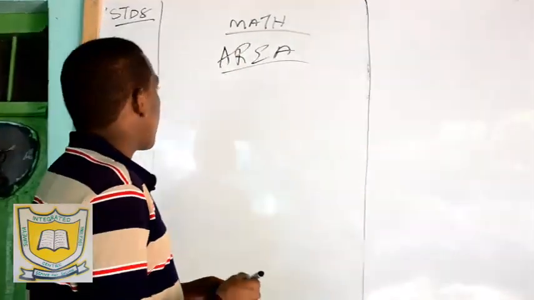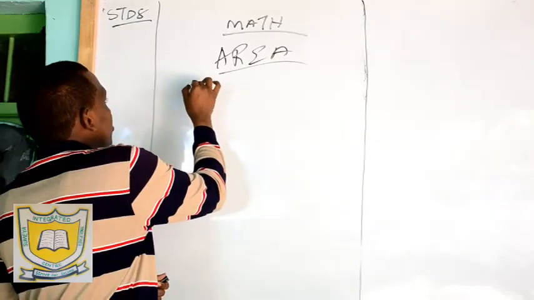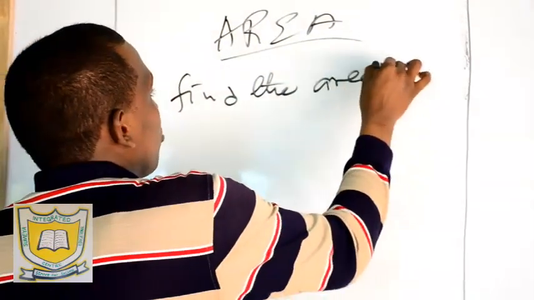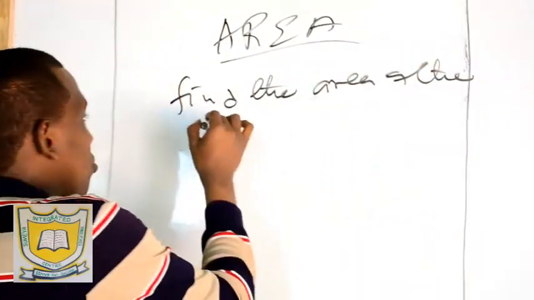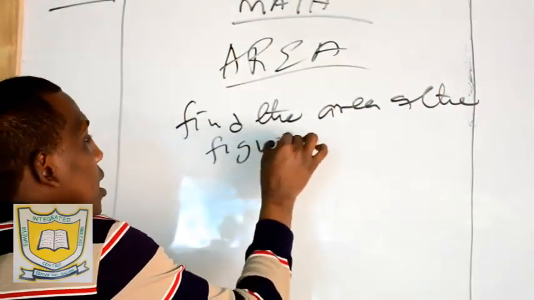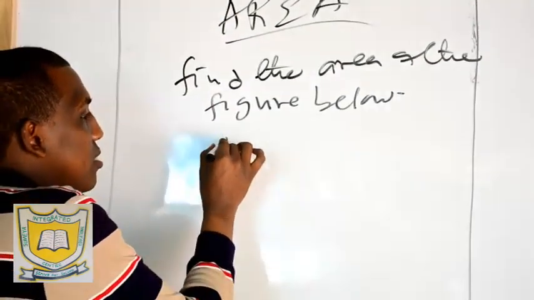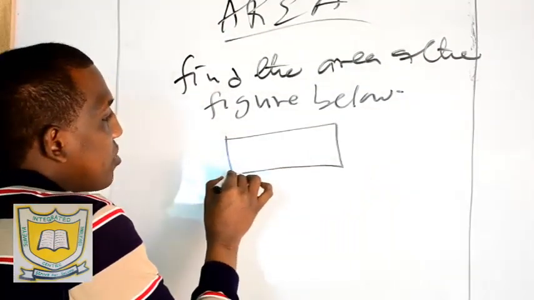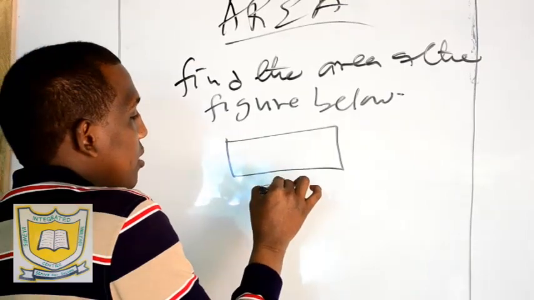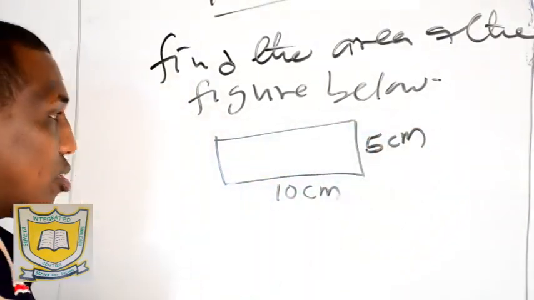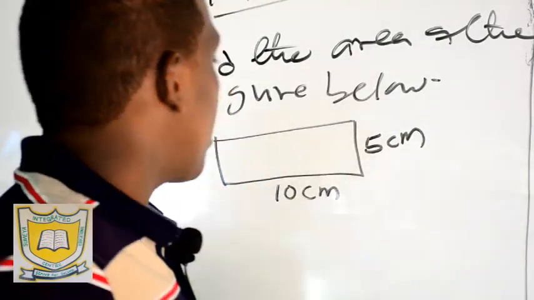So there's a question here. You are told to find the area of the figure below. Then this is the figure now. Here you are given 10 centimeter. Here you are given 5 centimeter. You are told to find the area.